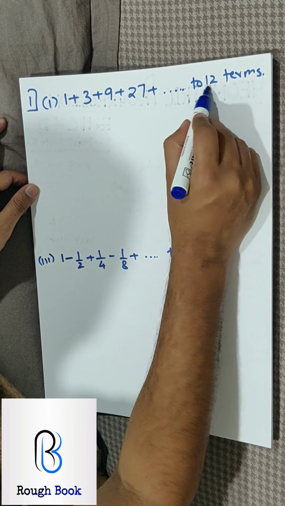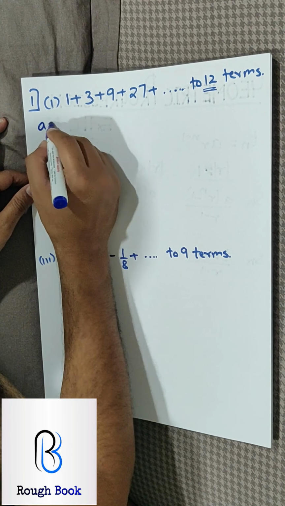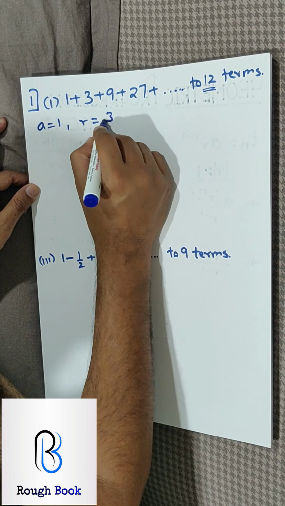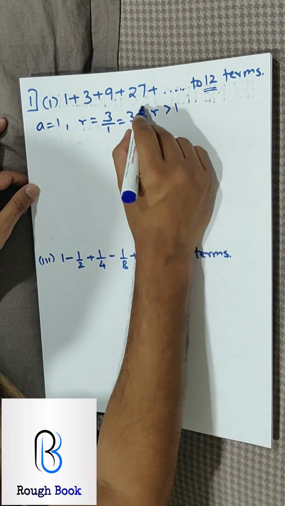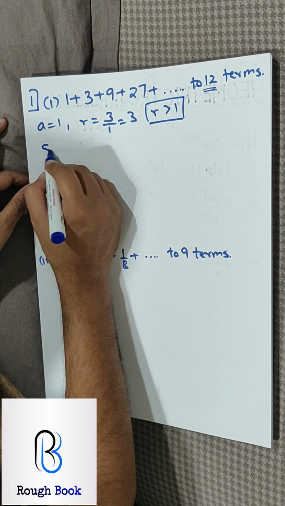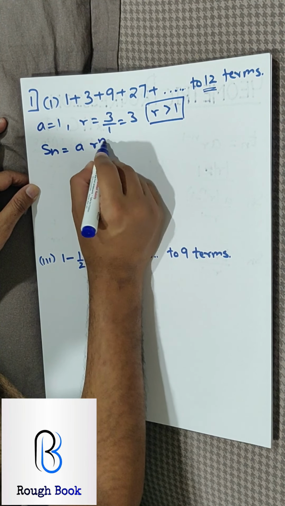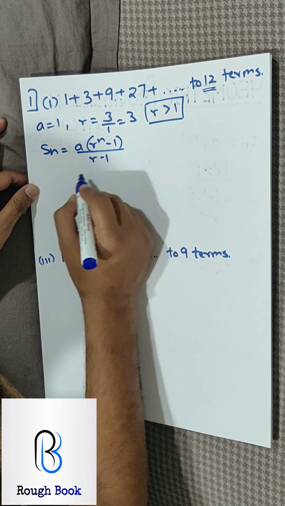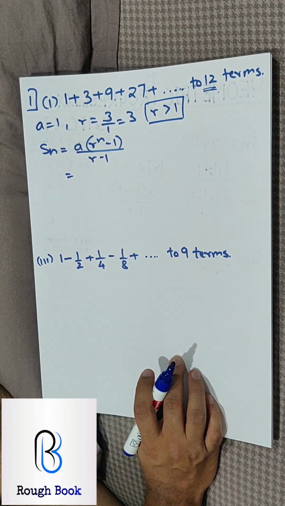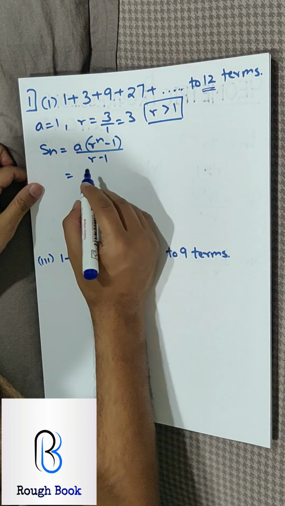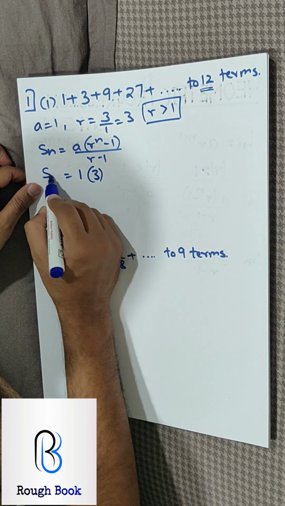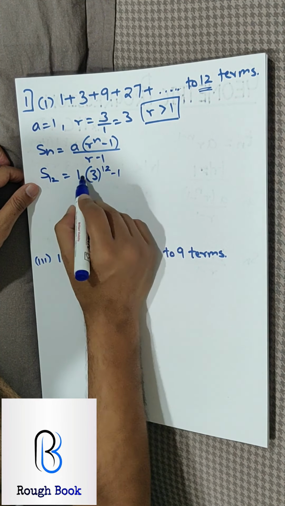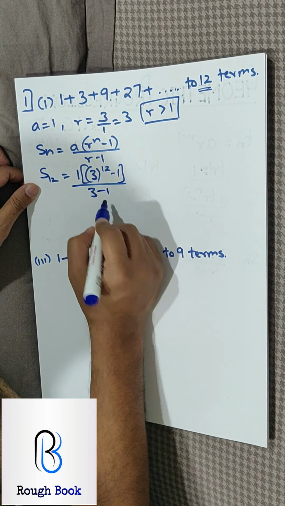You have to find the sum up to 12 terms. So first, my A is 1, R is 3 by 1, so 3. So R is greater than 1. Since R is greater than 1, the Sn formula will be A R raised to n minus 1 divided by R minus 1. Come on, apply it. Get the answer. So A is 1, R is 3, and we are finding S12. So 3 raised to 12 minus 1, divided by 3 minus 1.